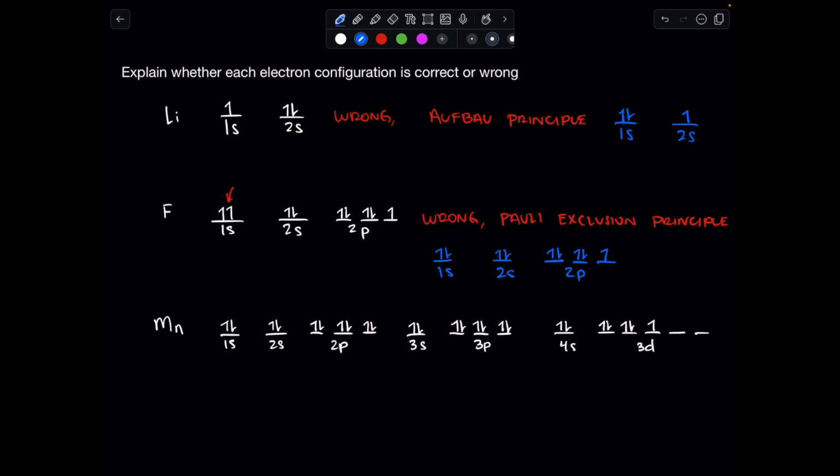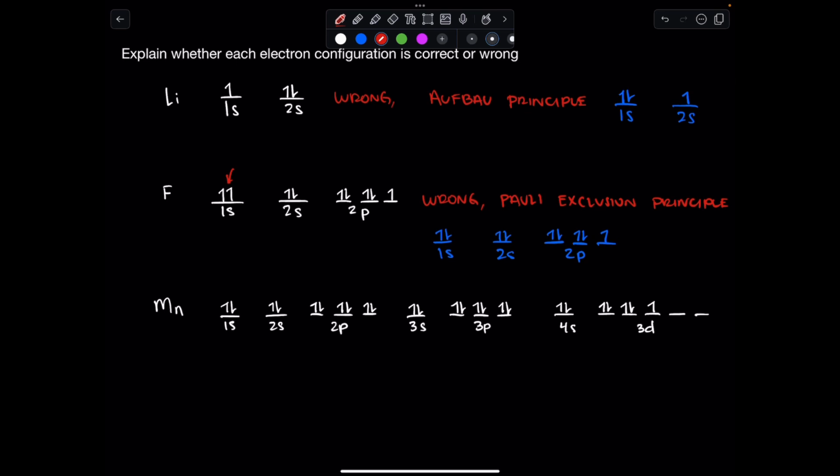Finally, let's move on to our last one with manganese. So this has 2, 4, 6, 8, 10, 12, 14, 16, 18, 20, 22, 24, 25 electrons. That's correct. We can see that it's filling up from the bottom to the top. That's looking good until we run into our issue here. We have now run into another wrong example.